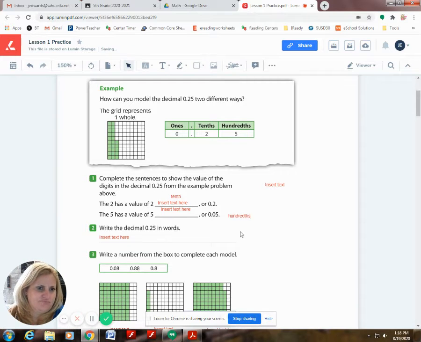Hundreds. It says write the decimal in words. What's awesome about decimals is we write it exactly how it sounds. So if it's 25 hundredths, how we would write that in words is exactly what we just said.